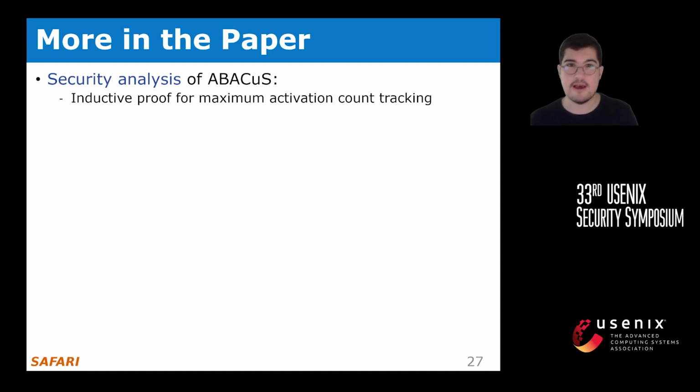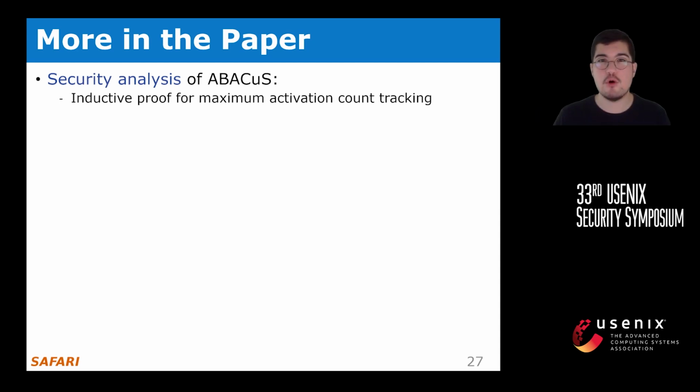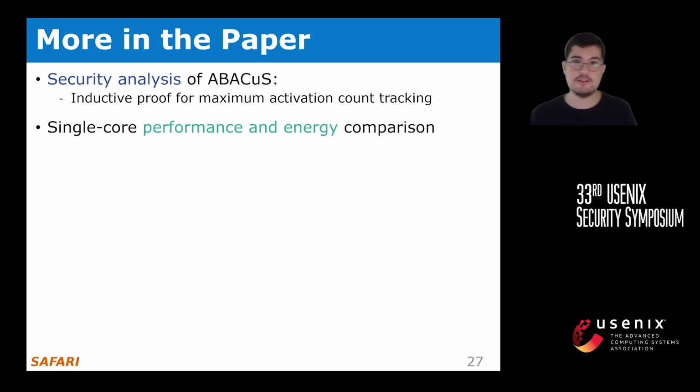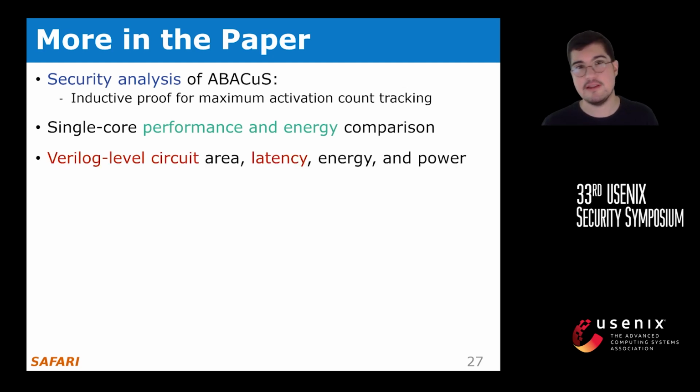We have more details and analyses in our paper. The paper presents a security analysis of ABACuS, which shows that it is guaranteed to track the maximum activation count among all sibling rows and securely mitigate RowHammer bit flips. Performance and energy comparison for less memory-intensive single-core workloads. We have circuit-level performance, latency, energy, and power estimation based on a functional hardware Verilog model of ABACuS. For example, we show that ABACuS's circuit latency is approximately 1.2 nanoseconds, which is significantly smaller than the minimum allowed delay of 2.5 nanoseconds between two activate commands.